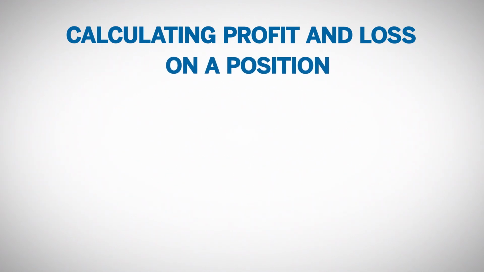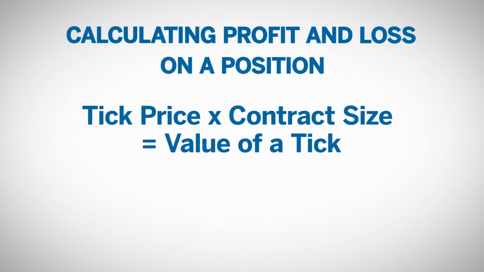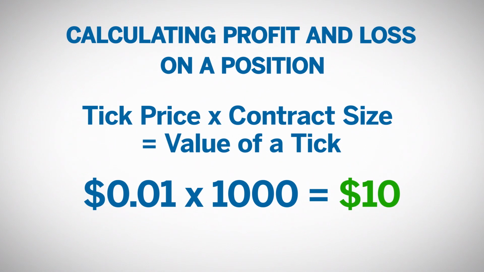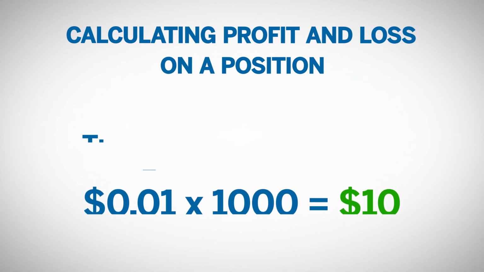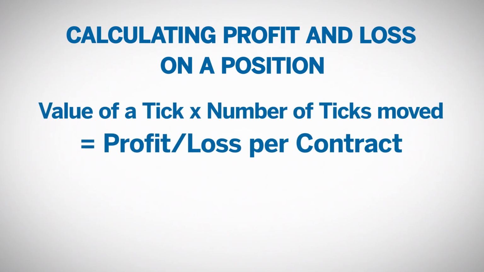The dollar value of a one-tick move is calculated by multiplying the tick size by the size of the contract. For example, the dollar value of a one-tick move in WTI is 1 cent times 1,000 barrels of oil, which equals $10.